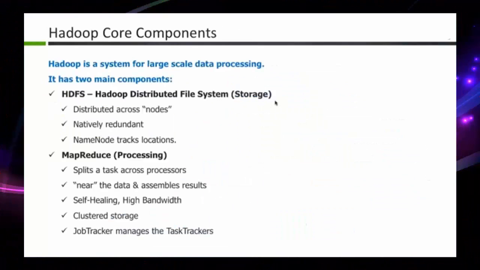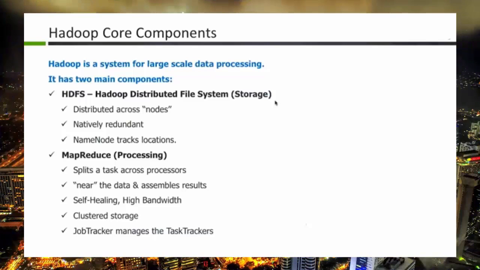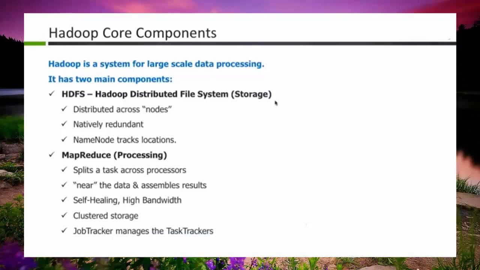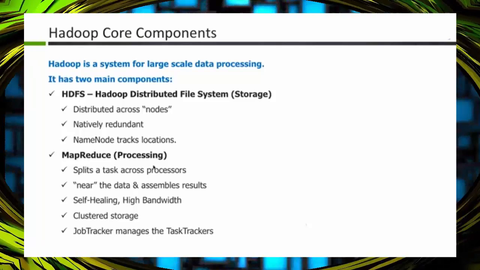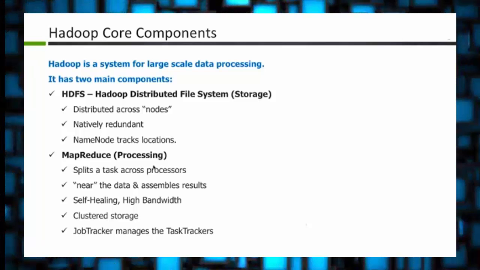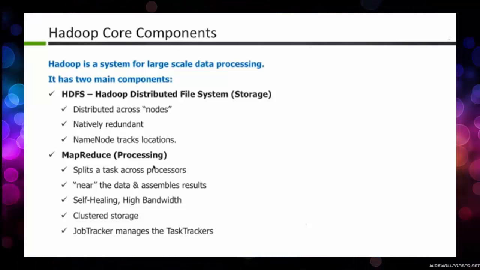Okay, so let's move ahead. Let's look at the core components of Hadoop. Hadoop has two core components. One is HDFS, which is the Hadoop distributed file system. The other one is MapReduce, which is used for processing. As we've seen, the Hadoop distributed file system is nothing but a cluster of machines which are combined together, where the data is stored.